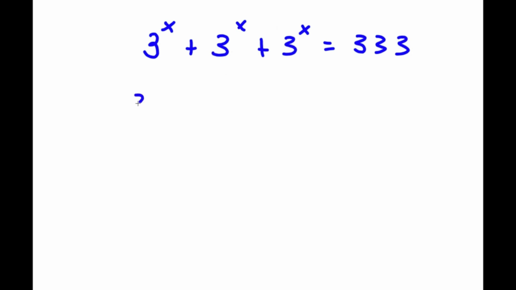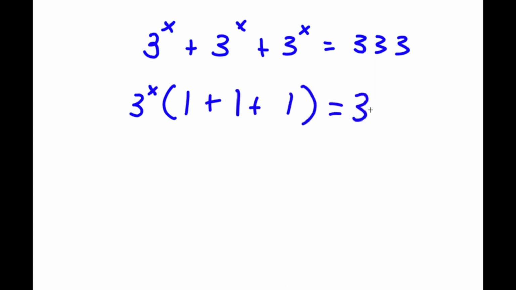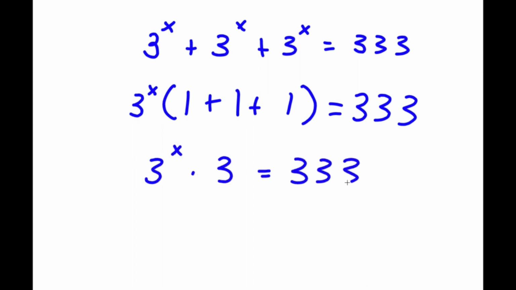So now I have 3 to the power of x times, now 3 to the power of x divided by 3 to the power of x, that's simply 1. So I have 1 plus 1 plus 1, and this is equal to 333. Now, if I add what's in the parentheses, I get 3. So now I have 3 to the power of x times 3 is equal to 333.